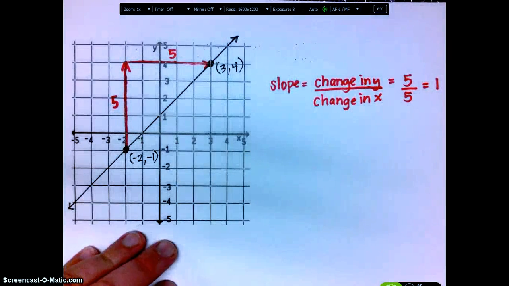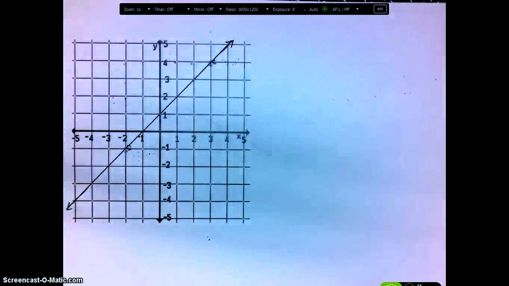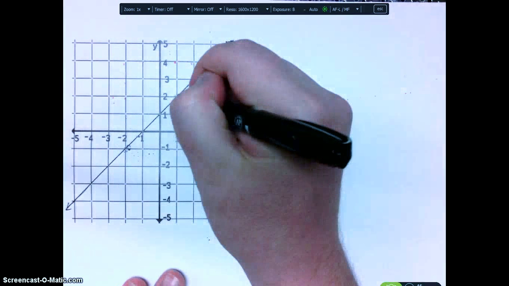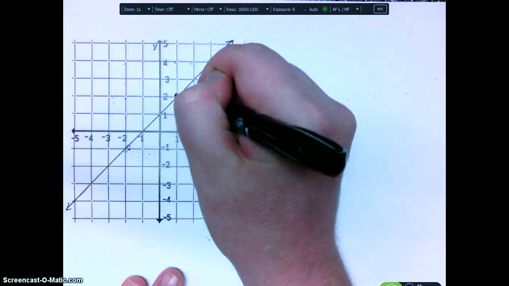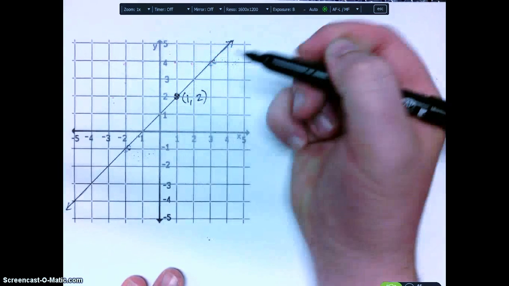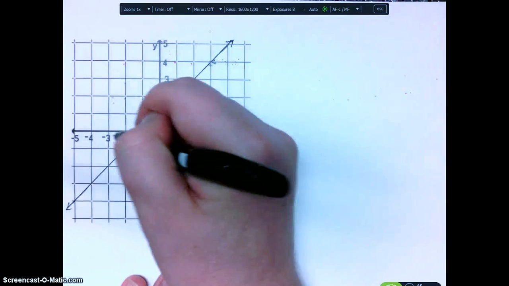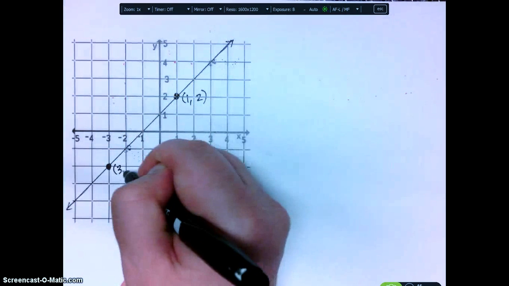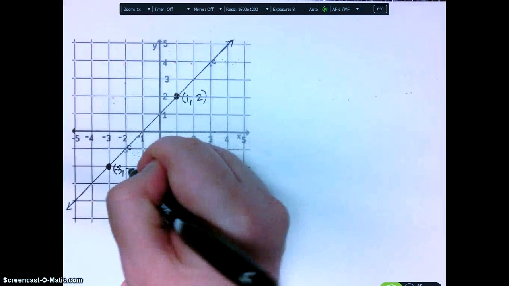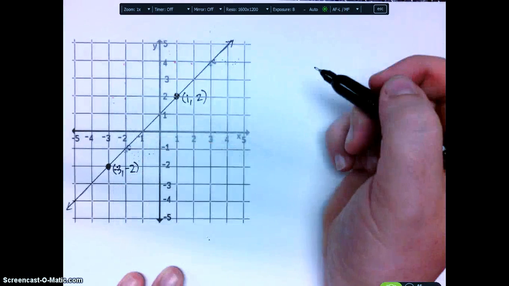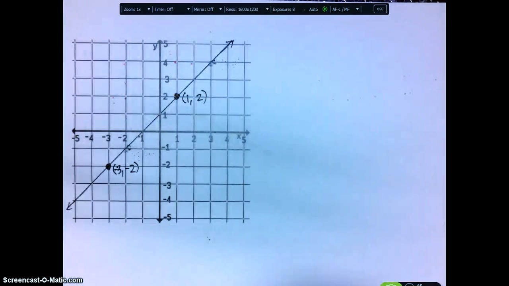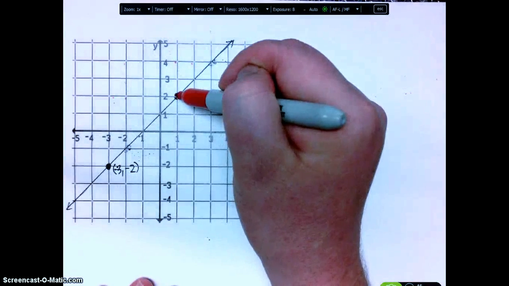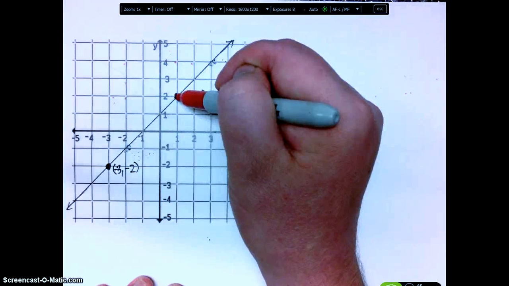And I'm going to look at the same line again, but this time I'm going to show you that you can choose any 2 points that you want. So this time I'm going to choose this point right here. This is at (1, 2), and I'm going to choose maybe this one down below. This is at (-3, -2). And again, I can do the same thing, but how about I start at this top point this time? And again, I'm going to count my spaces.